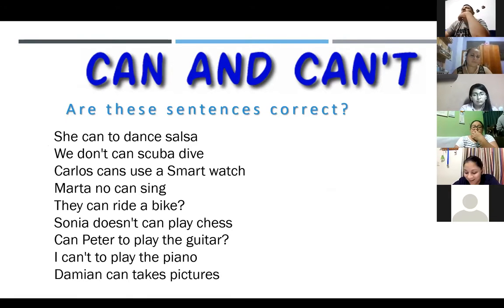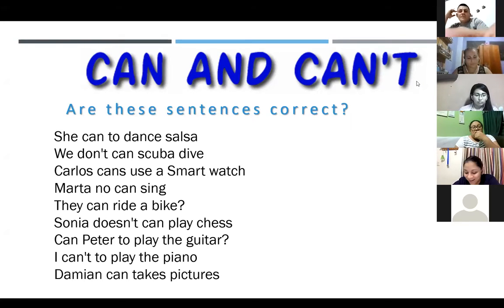Okay. Algunos tienen algún error. Entonces, quiero que me indiquen cuál es el error que ustedes identifican. Vamos a seleccionar estudiantes de forma aleatoria para que no se ponga todo el ruido. Ok, Mr. Juan Alberto, número uno. ¿Cuál considera usted que es el error en el número uno?